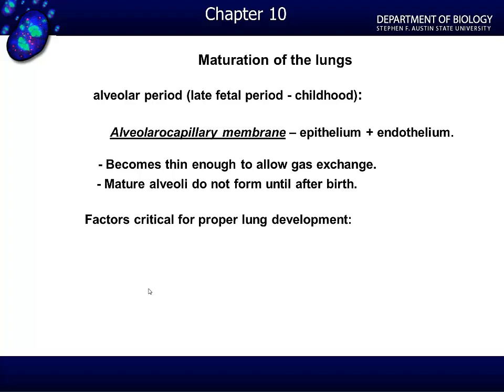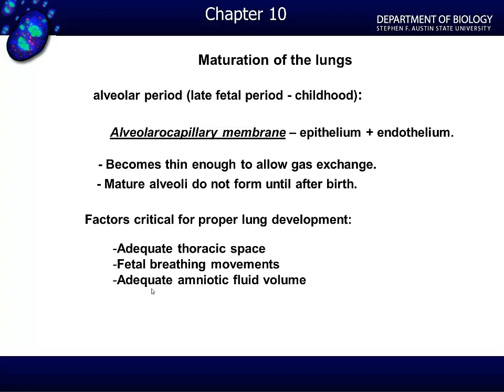So when we look at the factors that are critical for adequate lung development, certainly we already know, based on what we studied with the diaphragm, you've got to have thoracic space. If you have any impedance from the abdominal contents, you're going to have pulmonary hypoplasia. Fetal breathing movements, bringing that amniotic fluid in and out, and an adequate volume of amniotic fluid to do that. You're exercising the muscles that are going to be involved in ventilation. That's critical.